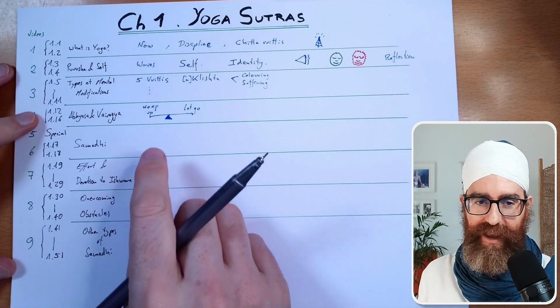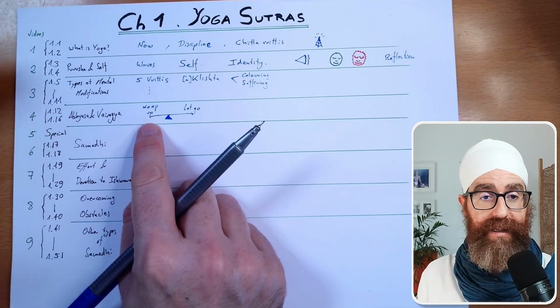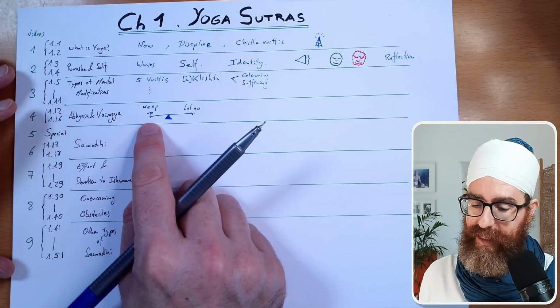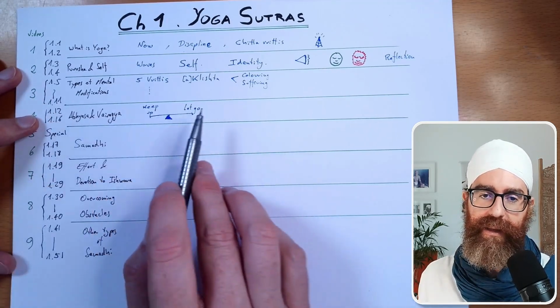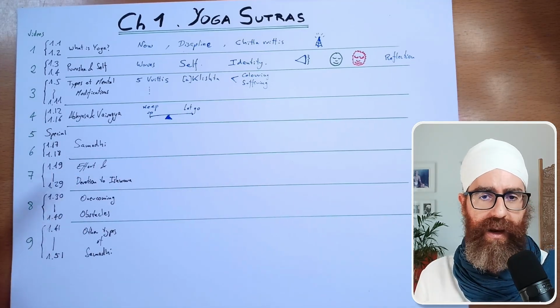So abhyasa is about keeping up. It requires effort. This is what 1.13 tells us. And 1.14 as well. Not only does it require effort, but it has to be an effort that is sustained for a long time with no breaks and with devotion. And we talked in that video about when we do 40 days meditation, 90 days, or 120 or 1,000.